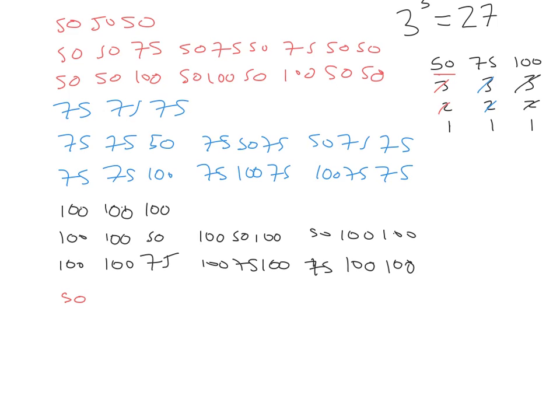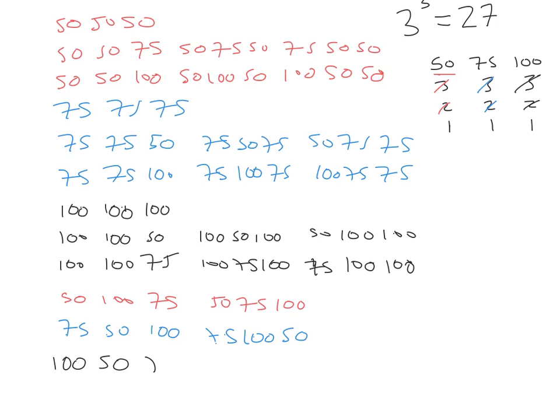50, so 50, then 100 and 75, or it could be the other way around, 50 and then 75, 100. What if 75 was the first one? So 75, then we could draw a 50 and a 100, or it could be the other way around, 75, 100 and then 50. And then finally, if 100 was first, we could have 50 and 75 in that order, or it could be in the other order, 100, 75 and 50. So finally we have all the 27 combinations.